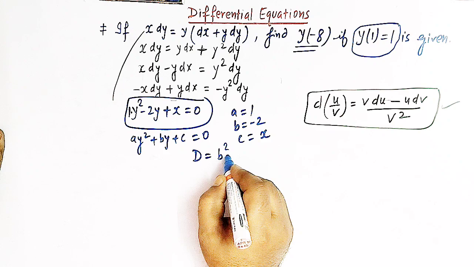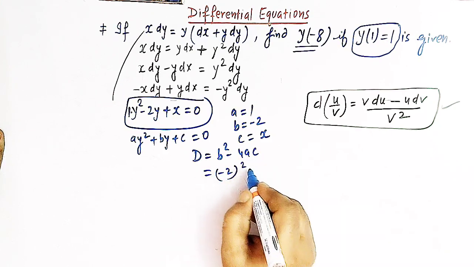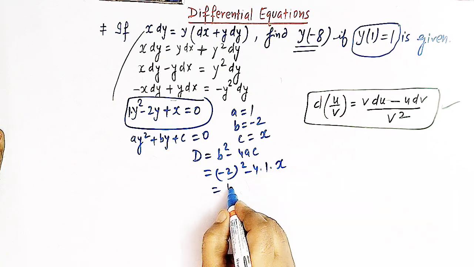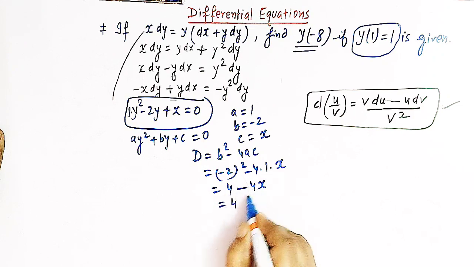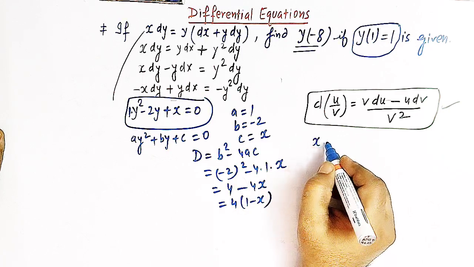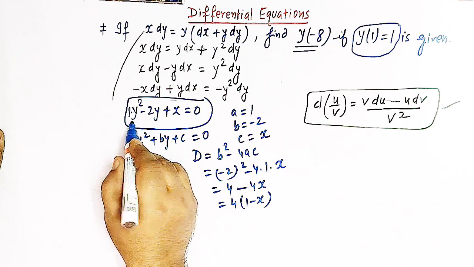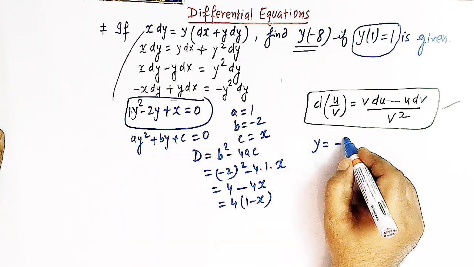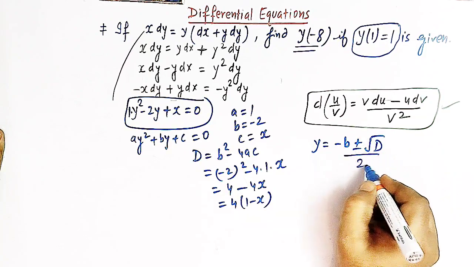We have b square minus 4ac. So here we have minus 2 square minus 4 times 1 times x. So this is 4 minus 4x. So we can take 4 outside. So we have 4 times (1 minus x). Now the quadratic formula goes like this. We can write y is equal to minus b plus minus square root of D over 2a.